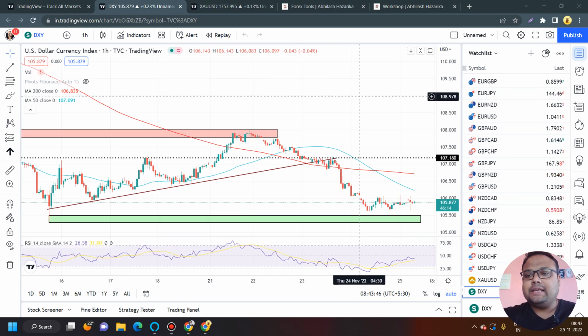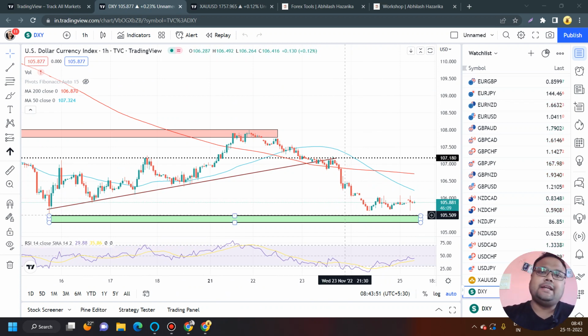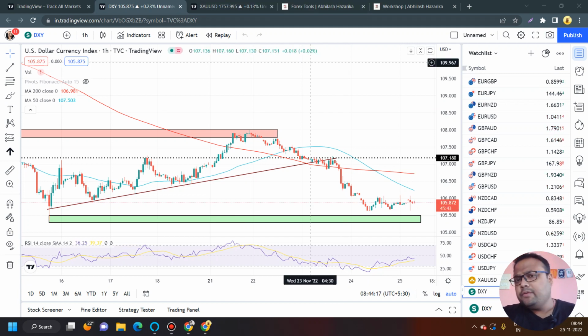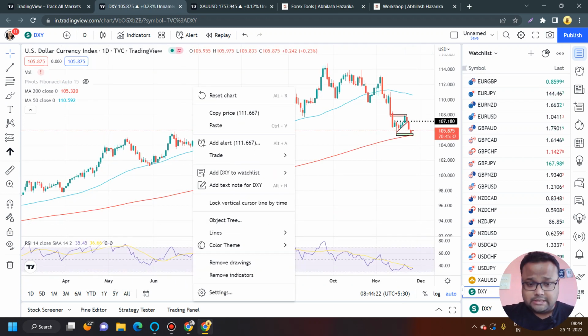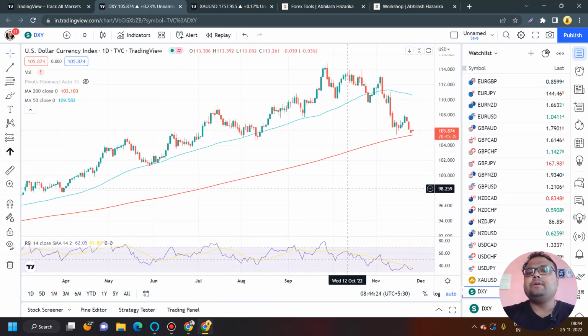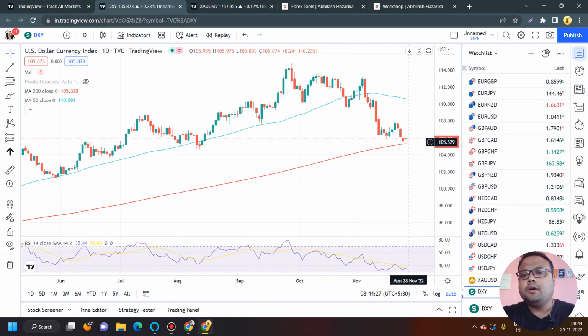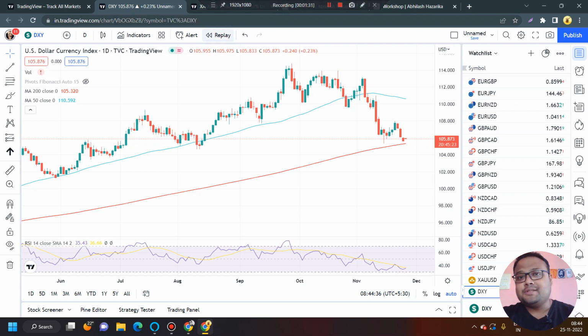Because if DXY breaks this particular support, the support of 105, then there may be a massive fall on the chart of DXY US dollar currency index, and we will see a strong recovery on gold, euro, USD and other pairs. If you look at the higher time frame also, let's say 1 day time frame, we have a very strong support of the 200 moving average here. The red line is the 200 moving average. So let's see how DXY performs in the coming days.